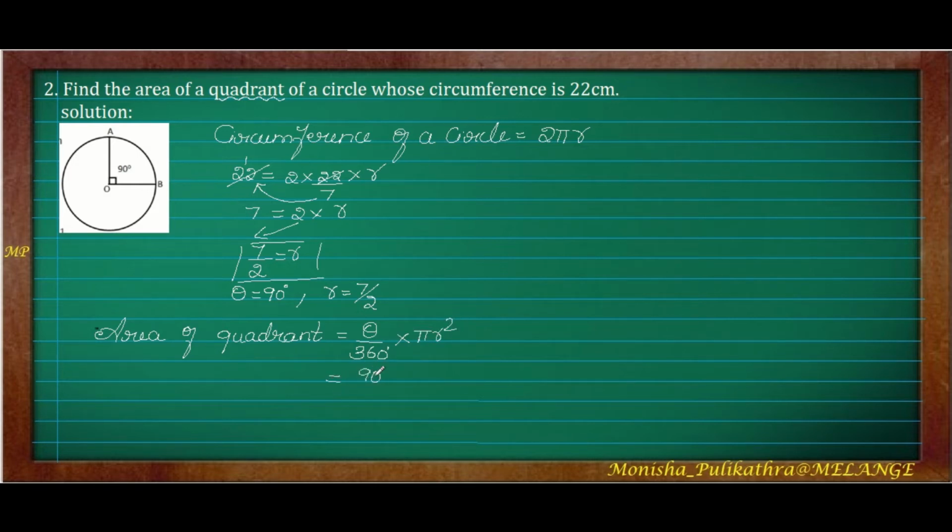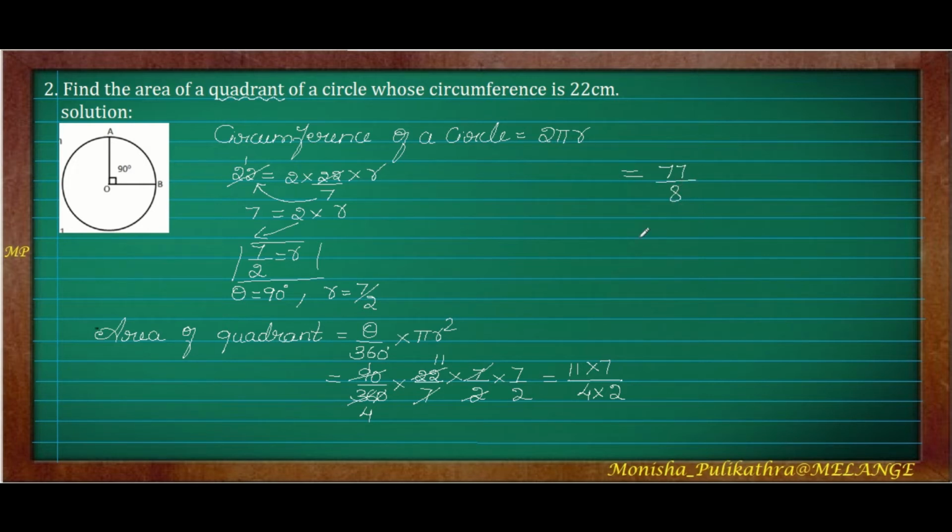So theta we know that it is 90 degree divided by 360 into pi value is 22 by 7 into r, we have already found out that 7 by 2 into 7 by 2. So here the zeros get cancelled. So 9 ones are 9 and 9 fours are 36. So next we can cancel this 7 by 2. Next 2 ones are 2, 11s are 22. Next we can't cancel anything. So we can write it as 11 into 7 in the numerator and 4 into 2 in the denominator. Okay. So area of a quadrant is 77 divided by 8.